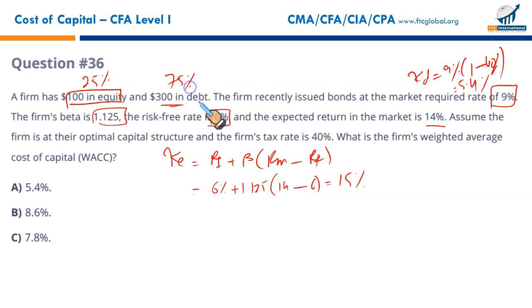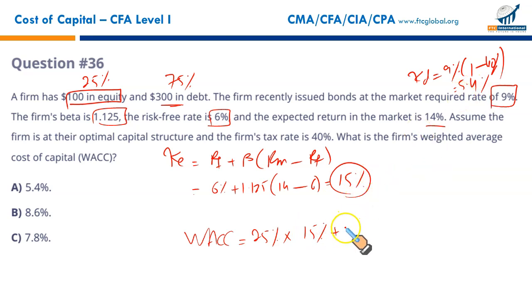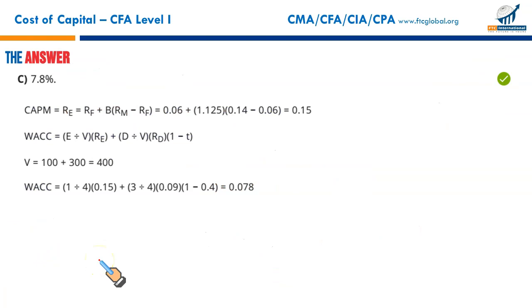So these are the weightages, and we have the costs also. We can calculate the weighted average cost of capital. WACC is equal to 25% times 15 plus 75% times 5.4 after-tax cost of debt. So let's do it. 0.25 times 15 plus 0.75 times 5.4 gives you 7.8. This is your weighted average cost of capital. That matches perfectly with your option C, and C it is.